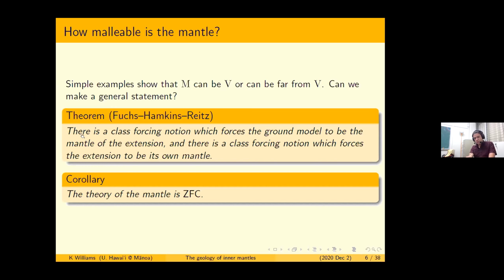And as a corollary of this result, or really just the first part of it, the theory of the mantle is ZFC itself. Since any model of ZFC has a countable elementary submodel, and that countable model is the mantle of some larger model, the only thing ZFC proves about the mantle is that the mantle satisfies ZFC. And again, you should think about this as being similar to the analogous result about HOD. What's the theory of HOD? ZFC. Okay. So we can make the mantle whatever we like is the idea here.